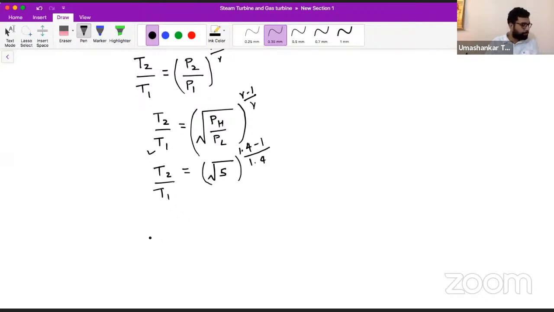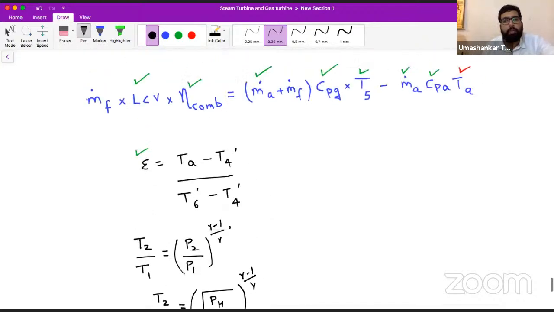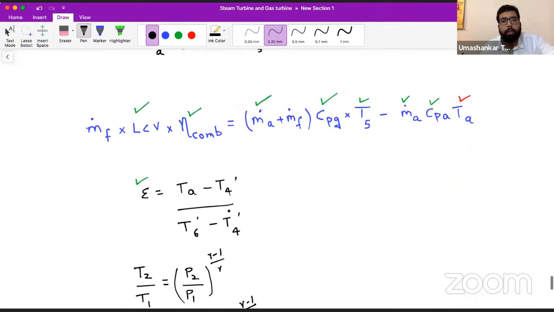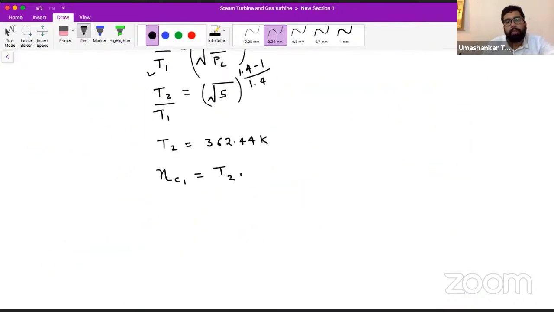So this T2 is coming out from here. Aishwarya, you have calculated wrongly. So this is coming out to be 362.44 Kelvin. Now you are given the compressor efficiency of 1. So if we apply the compressor efficiency, you will say, sir, it is very easy. We already have seen it separately. So you have to do ideal upon actual, so T2 minus T1 upon T2 dash minus T1.